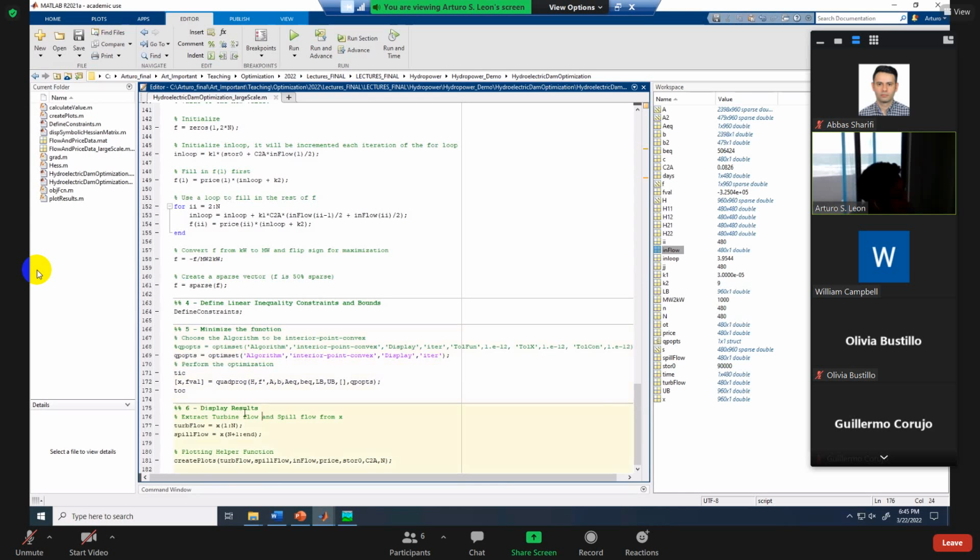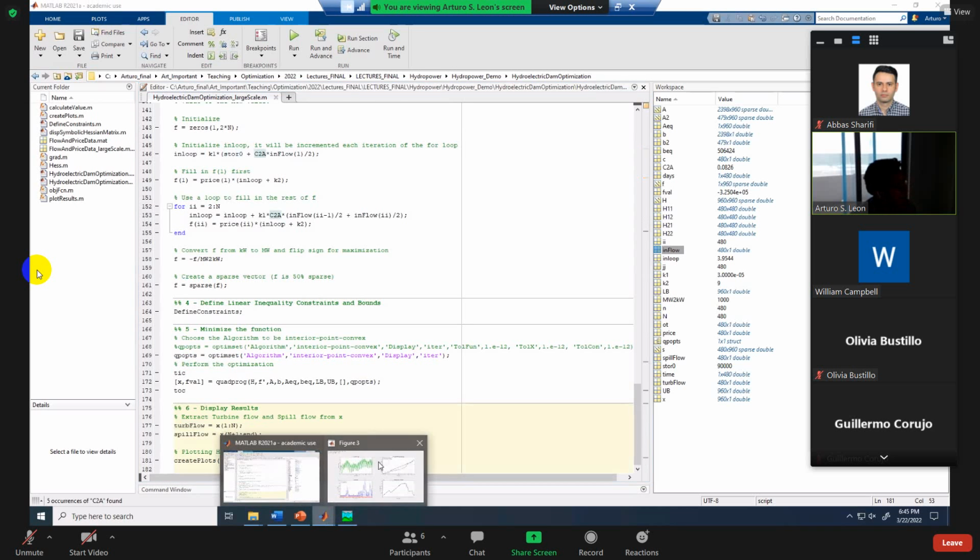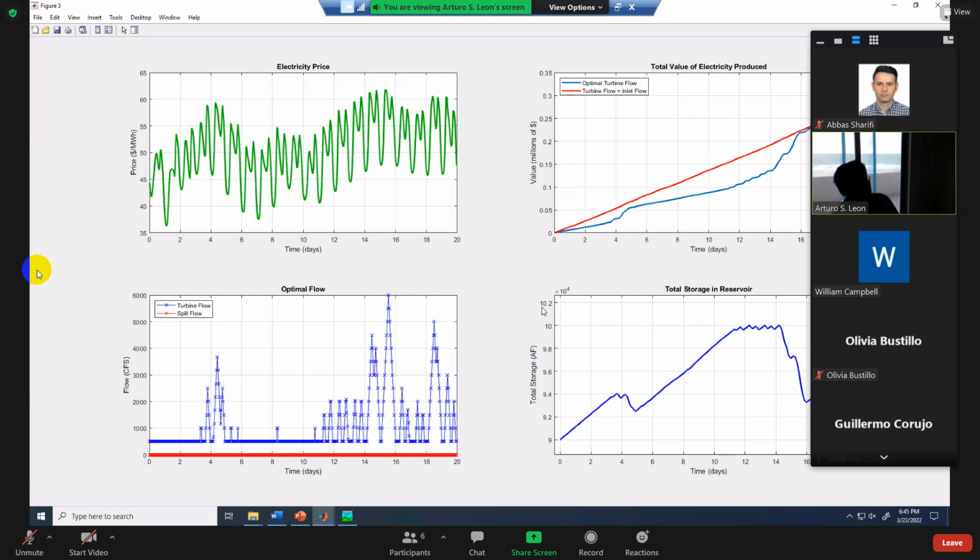Okay. And guys, then I have to display the results, right? The turbine flows are the first flows from X1 to N, and the spill flows go from N plus 1 to 2N. So the first N flows are turbine flows, and from N plus 1 to 2N are spill flows. And then we create the plots: turbine flow, spill flow, inflow, price, storage, and everything. And if you run that, you will have this.